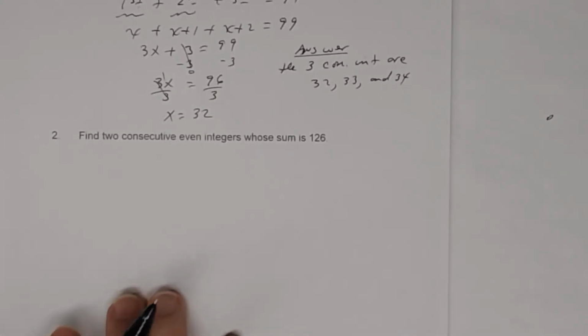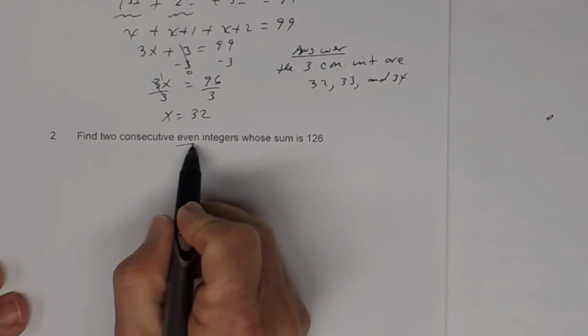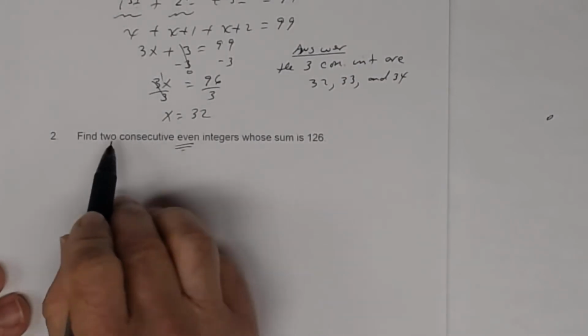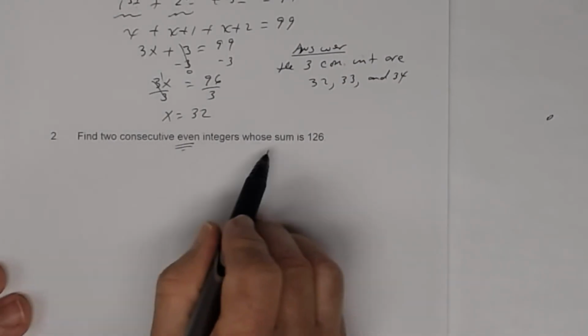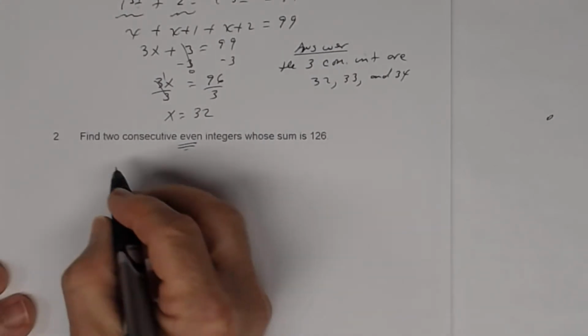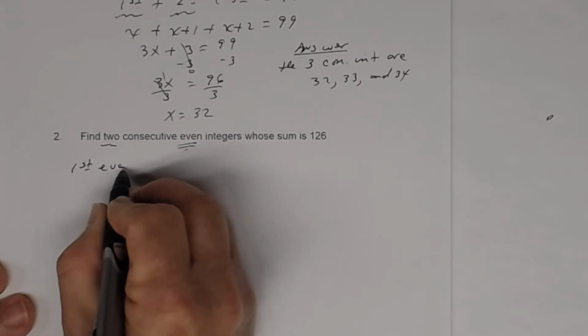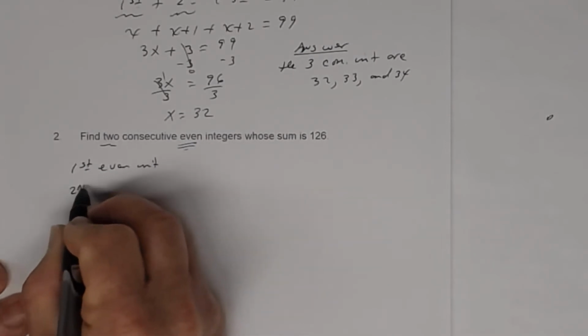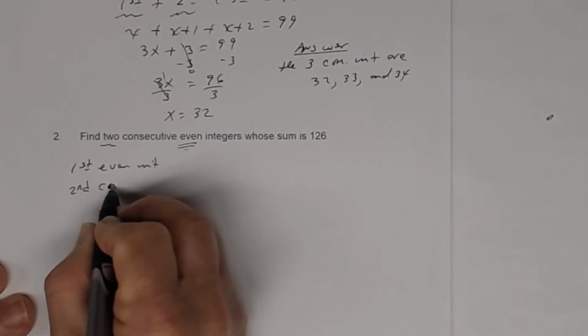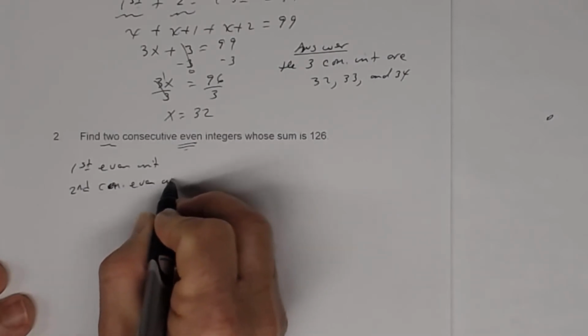Number 2, now be careful. This time you're looking for even integers. All right? So that's important. And you want to find 2 consecutive even integers whose sum is 126. So since I'm looking for 2, you're going to say first even integer, and then second consecutive even integer.